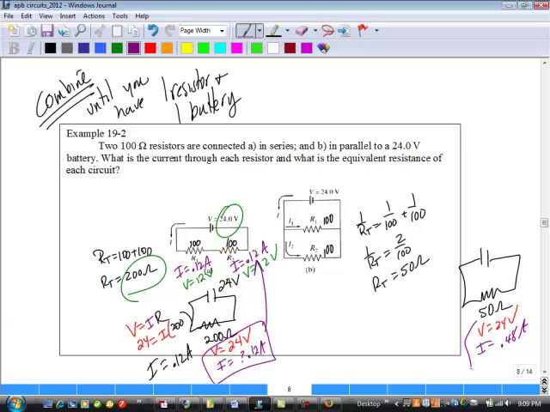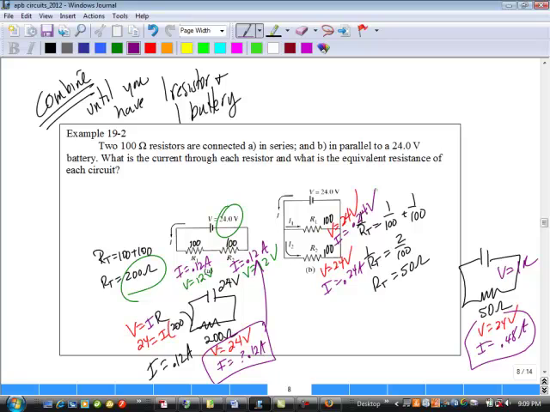Again, how did I do that? Plugged into V equals IR. One of these two numbers is going to stay the same. What stays the same in parallel? In parallel, the voltage is going to stay the same. So I'm going to have 24 volts going through each one. And then I can calculate my current plugging again into V equals IR. And I will get 0.24 amps. And I is going to equal 0.24 amps.